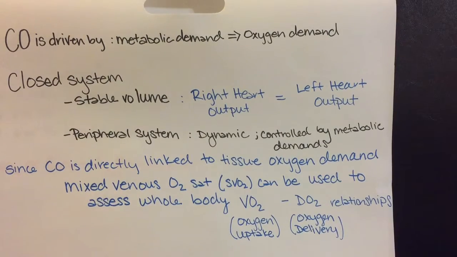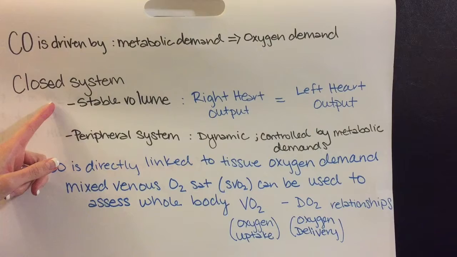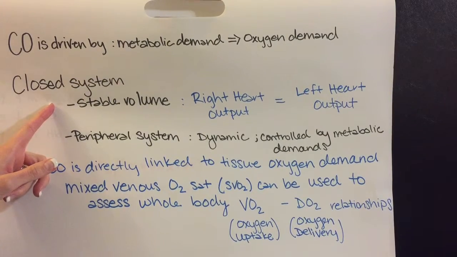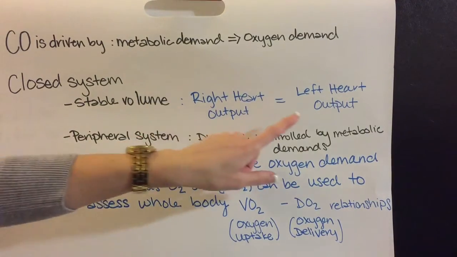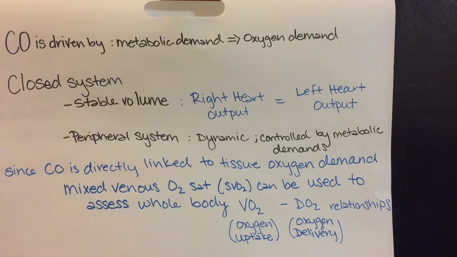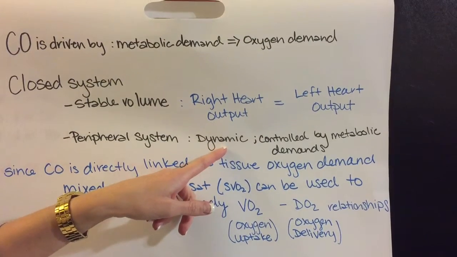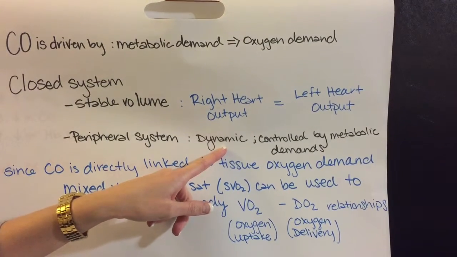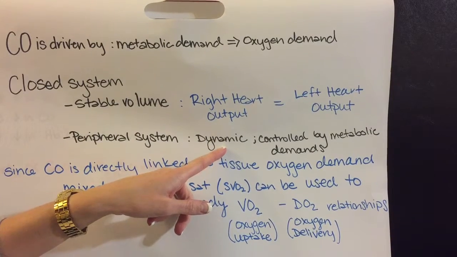So assuming that the system is a closed system with a stable volume and transitional states of resistance and capacitance, this means that our right heart output is always going to be equal to the left heart output. Capacitance and resistance in the peripheral circulation is going to be controlled by metabolic demands and is dynamic. A person sitting at rest is going to have less oxygen demand than a person who is exercising, for example.